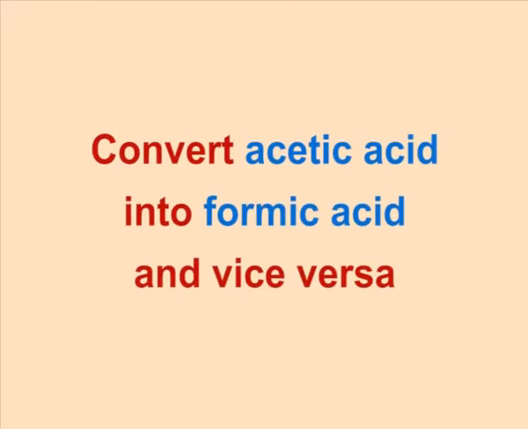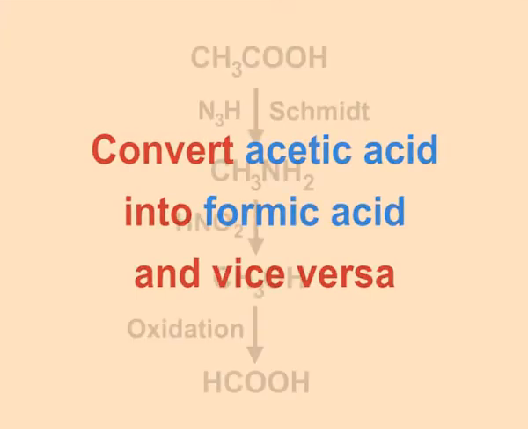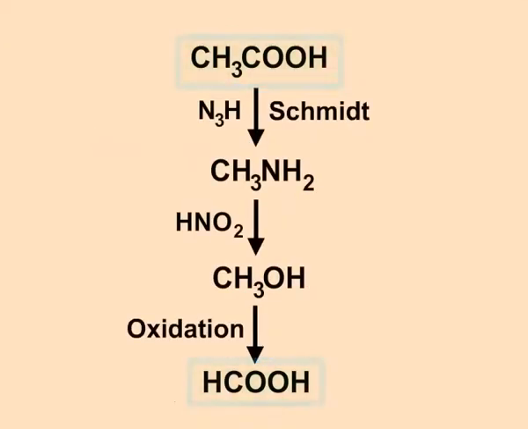Children, now we will learn to convert acetic acid into formic acid and vice versa. Students, first we will convert acetic acid into formic acid. You see on the screen that acetic acid reacts with hydrazoic acid in the presence of acid to form methylamine, which reacts with nitrous acid to form methyl alcohol. Methyl alcohol on oxidation forms formic acid.